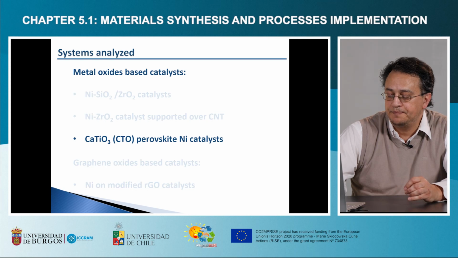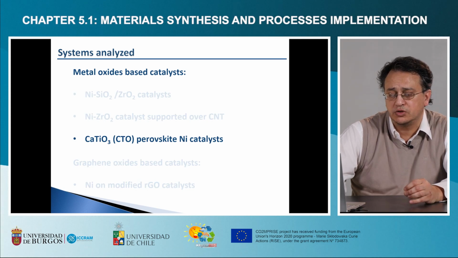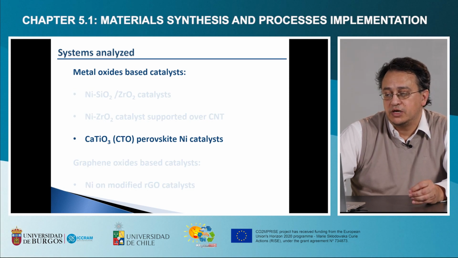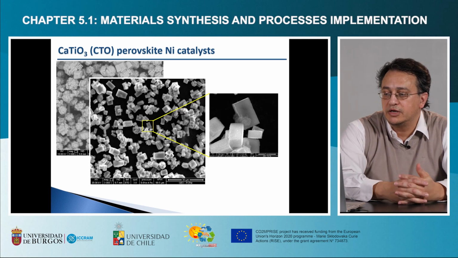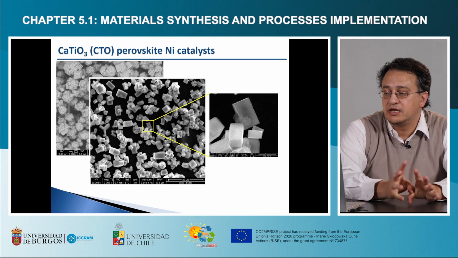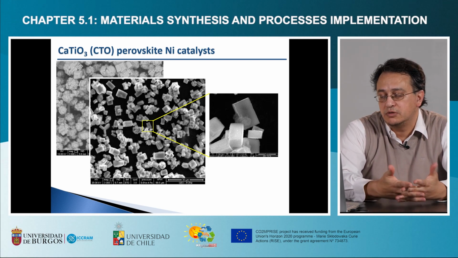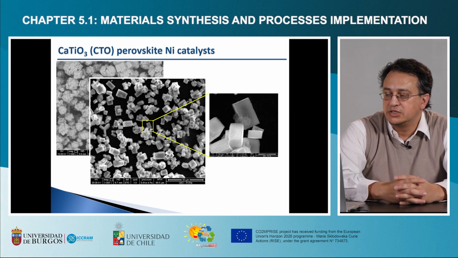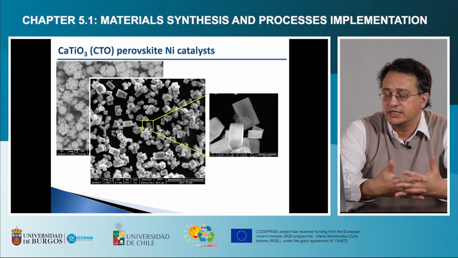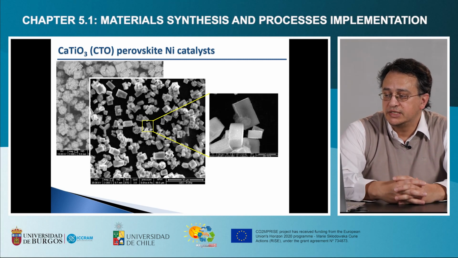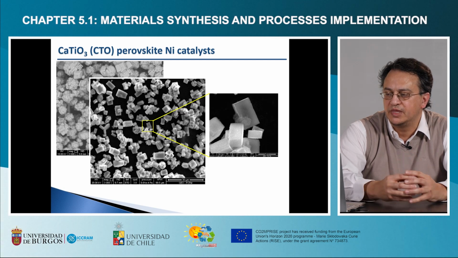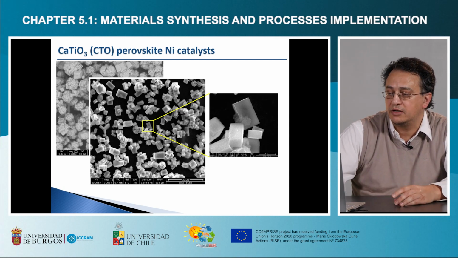The next system is a different one. It's also an oxide. It's a calcium titanium-based system, what are called perovskites, and then we put the nickel on it. In the picture, you see the basic conformation, the very nice crystals of calcium titanate, or CTO perovskites, which is composed of calcium, titanium, and oxygen. It's a ceramic type of material, very strong, very stable in temperature, and very, very crystalline. And we use it as a model system for depositing the nickel nanoparticles on it.